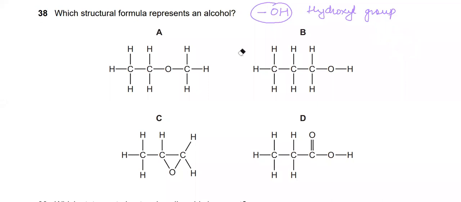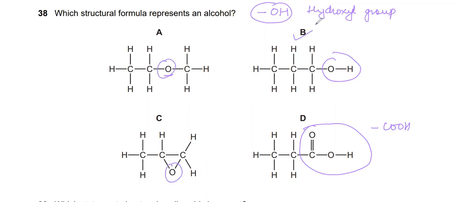So we are going to look for a hydroxyl group here, right? This one has an O, oxygen only. Yes, here we have a hydroxyl group. This is a carboxyl group, which is basically COOH, and this again has oxygen in the center. So B is the correct answer, where we can see the hydroxyl group. So question number 38, the correct answer is B.